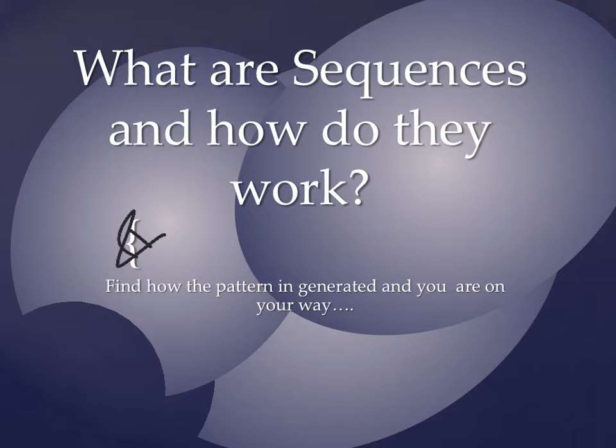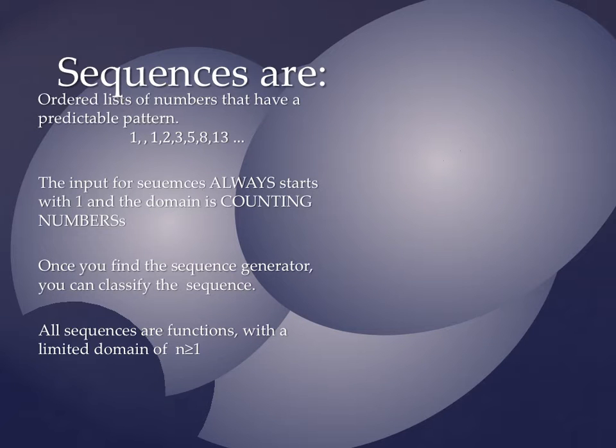We're going to talk about what they are, what they look like. So sequences are functions. That means that they have a predictable outcome, and each input has exactly one output. So sequences are special functions, and what makes them special, and here's one of my typographical errors, is that sequences always start with the first term.